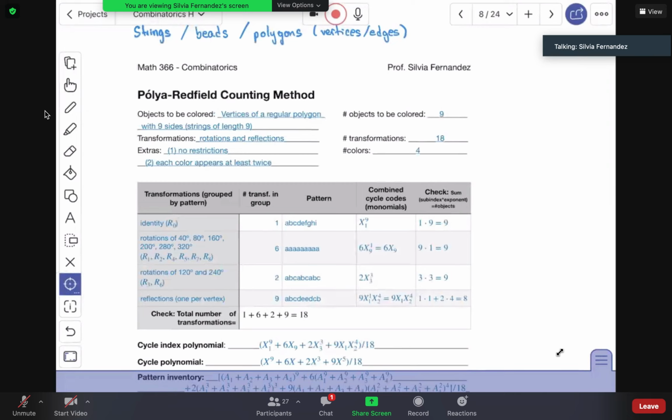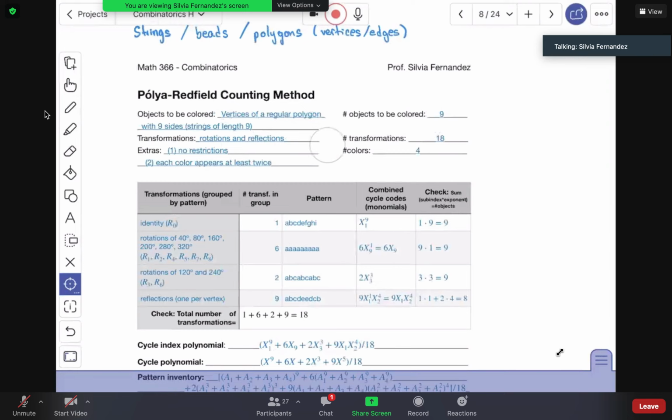So here, what are you coloring? It could be the vertices of a regular polygon with 9 sides, or the edges of a regular polygon with 9 sides, or beads in a bracelet, or letters in a string or a word. That's what you're coloring. So the actual letters take the place of the colors. And how many objects are you coloring? 9. I have 9 letters, or 9 beads, or 9 vertices, or 9 edges. That's the number of objects that I'm coloring.